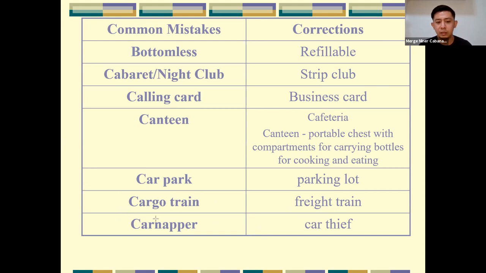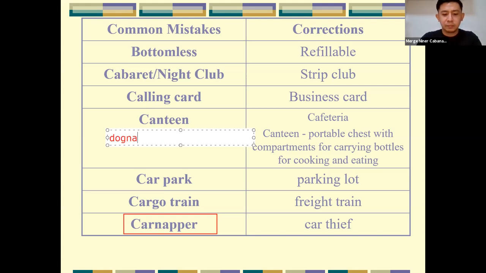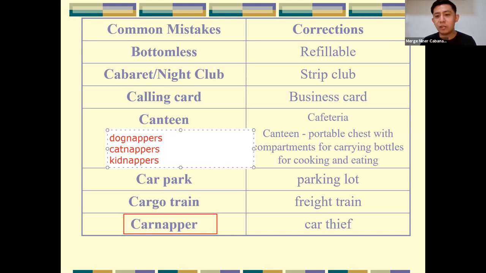Now you see in the Philippines, we always refer to thieves as nappers. Okay, so we have dog nappers, we have cat nappers. Well, let's not forget kidnappers. And all the nappers out there. But they're wrong, okay? You do not say car napper. You don't say dog napper, car napper. You know, in the Philippines, we always hear them. But it's not correct.